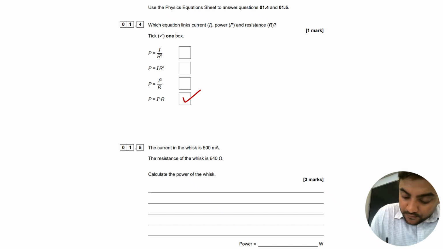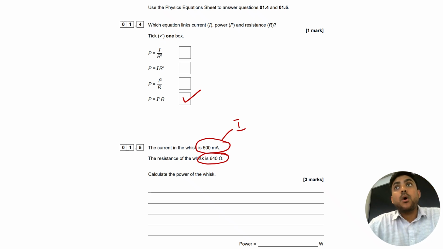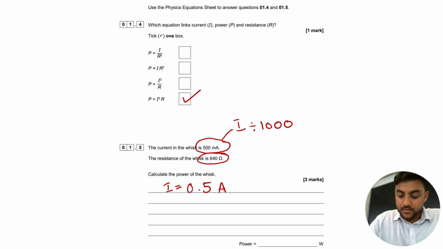Just really quickly, the first thing to do is pick out some of the values that we've been given. This is current. However, the standard unit for current is amps. So I need to convert from milliamps to amps. There is 1000 milliamps in 1 amp. So to go from milliamps to amps, I have to divide by 1000. The answer will become current is equal to 0.5 amps.